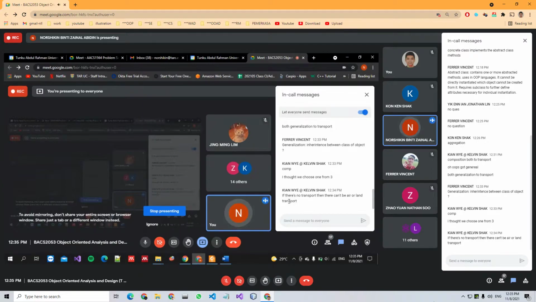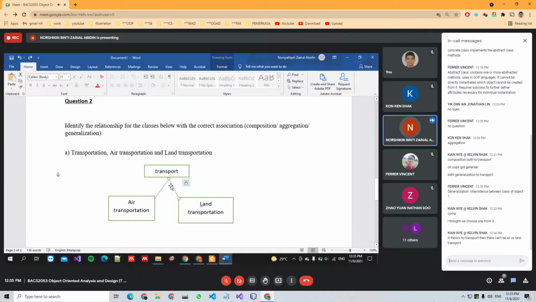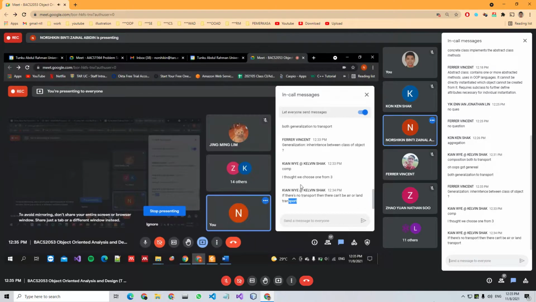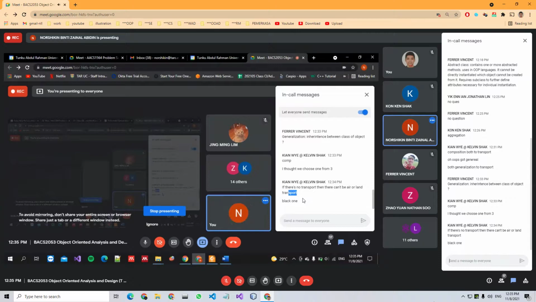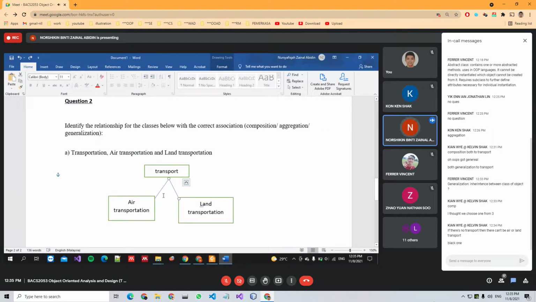By the way, what is the notation? What is the notation, the symbol, if they ask you to write one for what you said just now, composition? You said composition, so yes, the black one. You need to use a black notation.